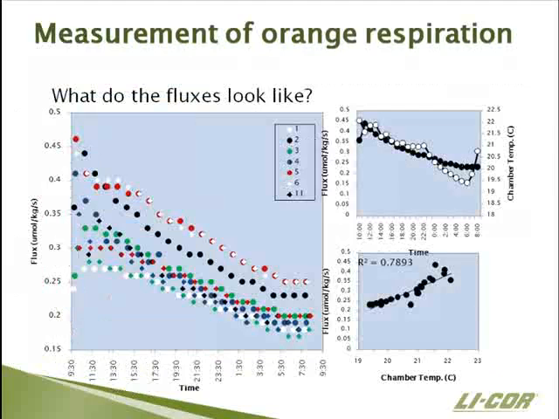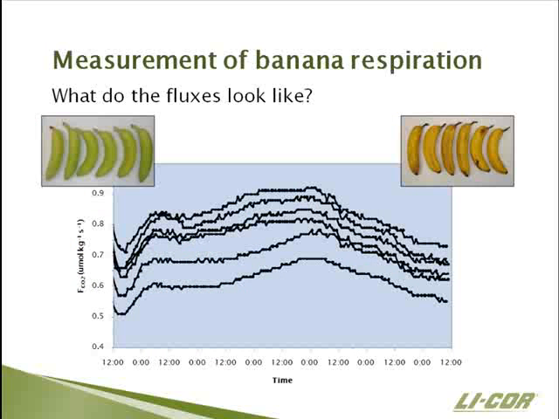So what do the fluxes look like? Well, the fluxes look really good. They are comparable to what we measured in preliminary work with an LI-6200. They all sort of track each other, and they all show this interesting decrease in flux over the time period of the measurement. As I said before, these measurements were made under ambient conditions, so we didn't control for chamber temperature. And if we plot the flux against chamber temperature, we see that they correlate well with each other, and that the change in temperature accounts for about 79% of the change in flux over the measurement period.